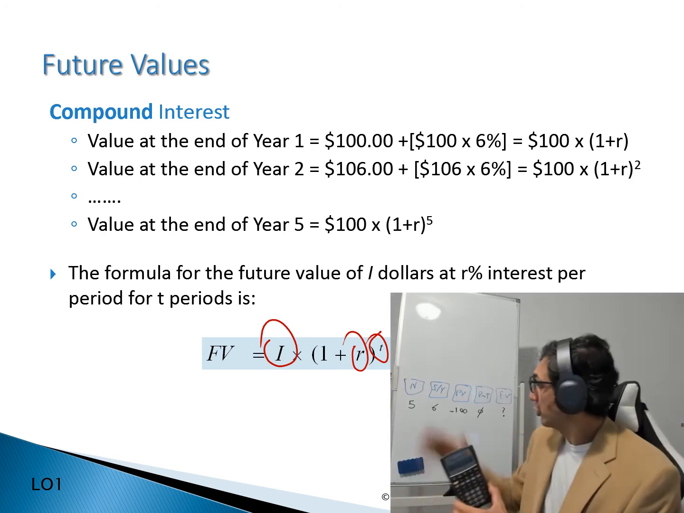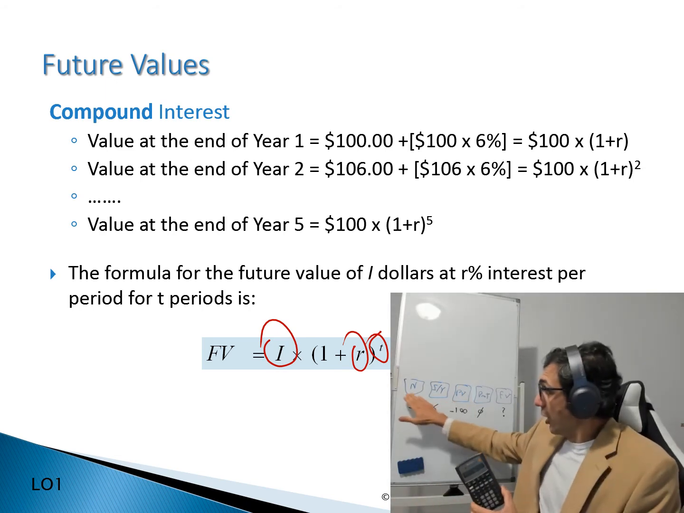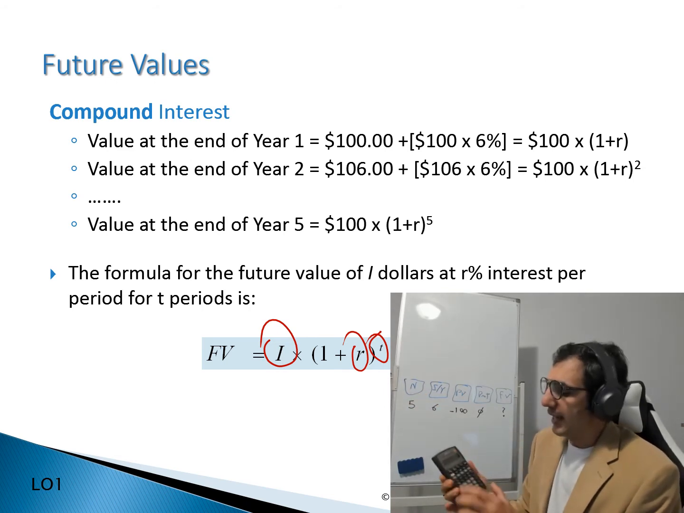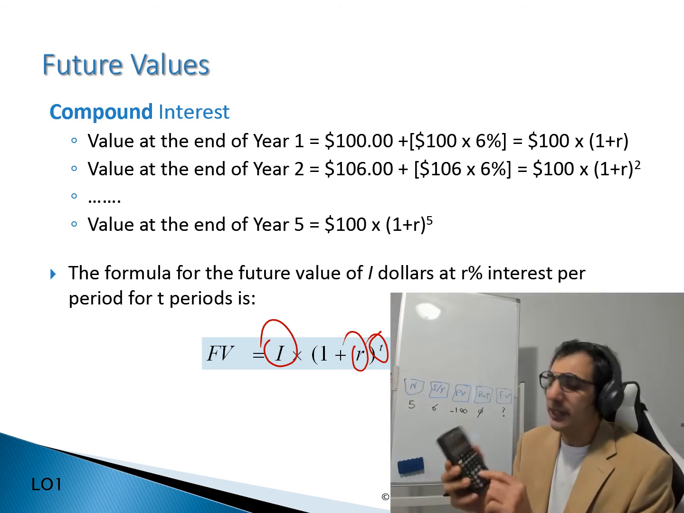So let's go back to our question. You set from the left. The first one is N. You enter the number first.